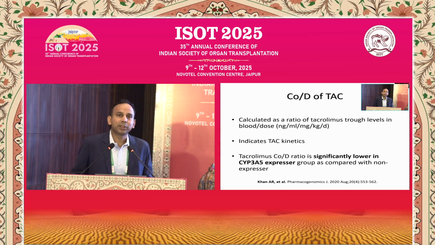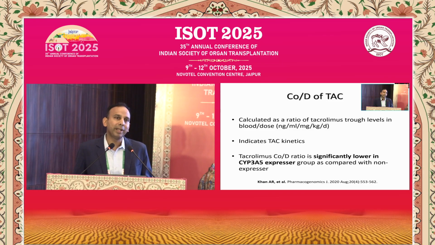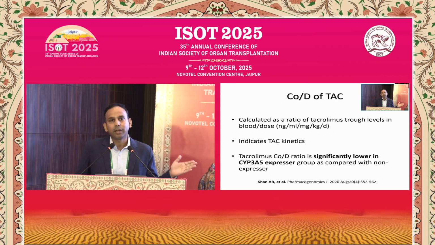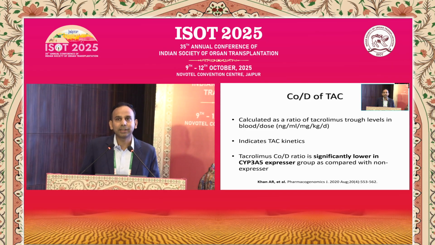Another important aspect when we consider the pharmacokinetics of tacrolimus is the C0 by D, which is independent of the body weight, that is the trough level divided by the dose of tacrolimus that is being given in mg per kg per day. So, CYP3A5 expressors will have significantly lower tacrolimus C0 by D as compared to the non-expressors.